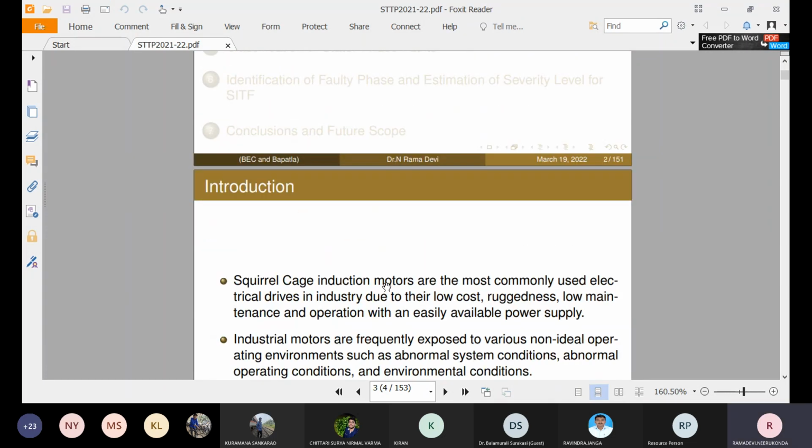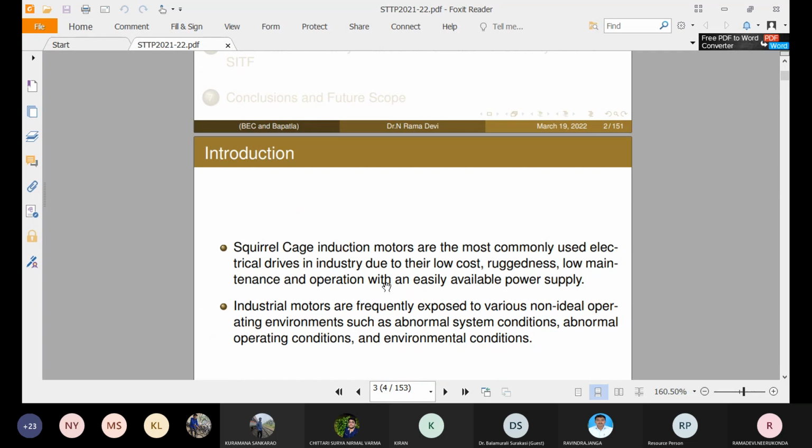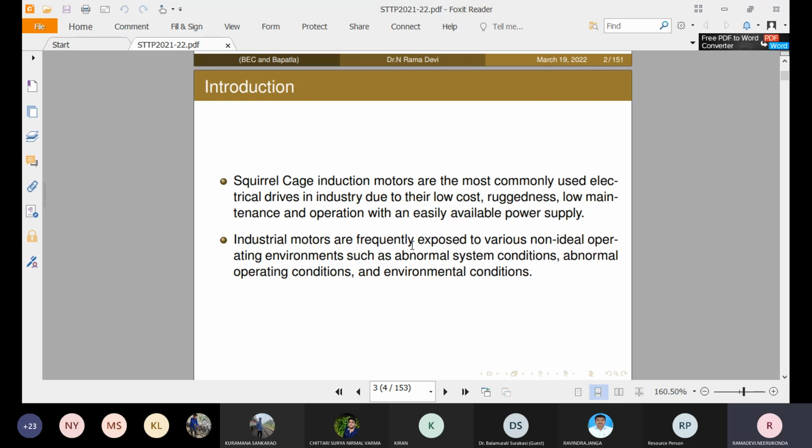So coming to the introduction, AC motors play a major role in modern industrial applications. Out of that, squirrel cage motors are the most commonly used electrical drives in many industries due to their low cost, ruggedness, low maintenance, and operating with easily available power supply. Because of this reason, we require the stresses which will influence during their industrial operation.